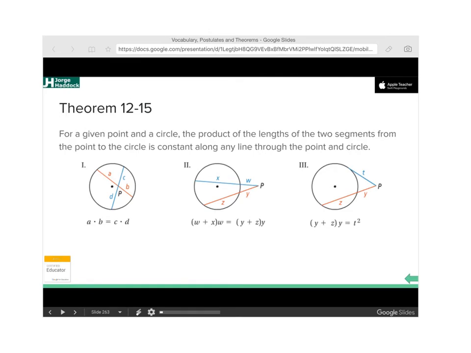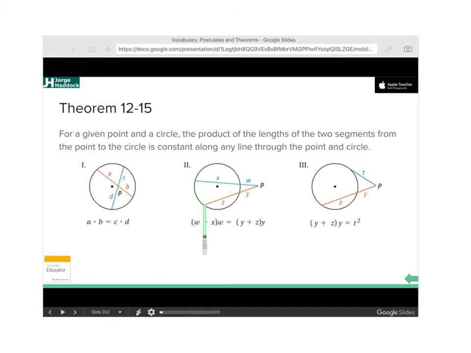Now, let's work with the segments, right? If two chords intersect inside of the circle, then the product of the pieces that they form are equal to each other. So if I multiply A times B, that's equal to C times D, right?